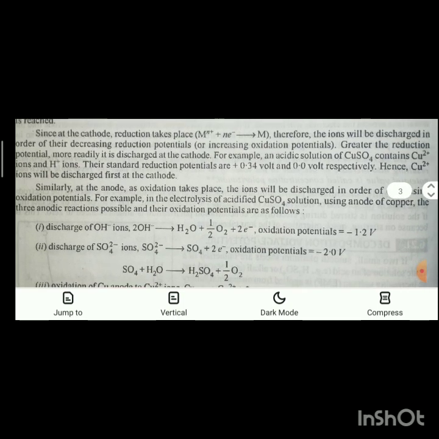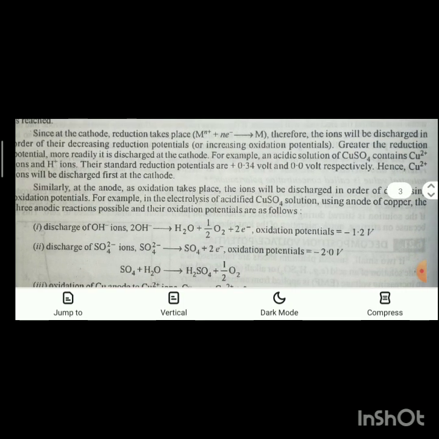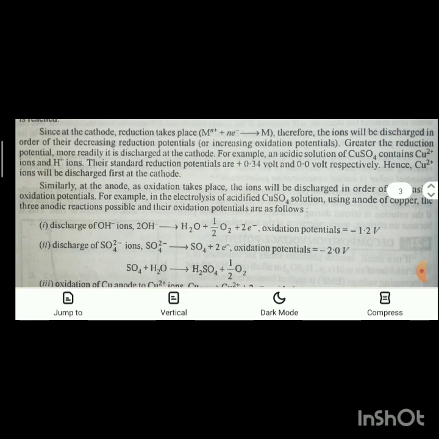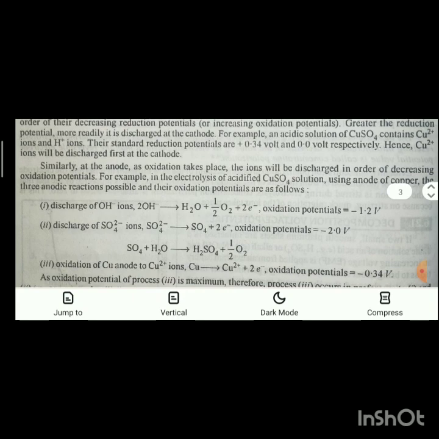If a solution contains a number of different ions, each ion will be discharged when its discharge potential is reached. Since at the cathode reduction takes place, the ions will be discharged in order of their decreasing reduction potentials or increasing oxidation potential. Greater the reduction potential, more readily it is discharged at the cathode.